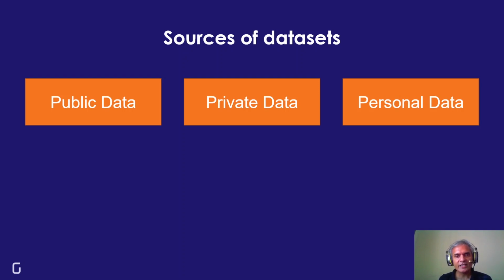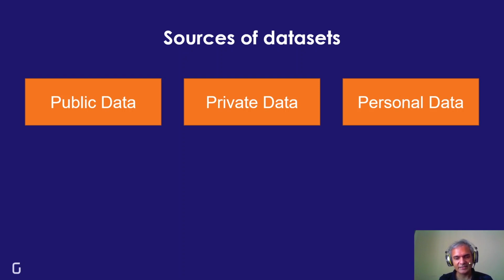The second kind of data is private data. This is data that is accessible to a few people. For example, you could find them inside an organization, but not outside. Or you could pay for them. They're not open, but anyone can access it as long as they're willing to pay for it.